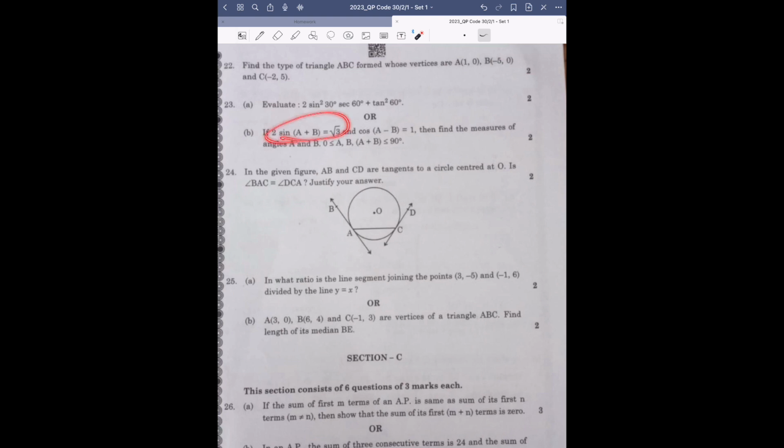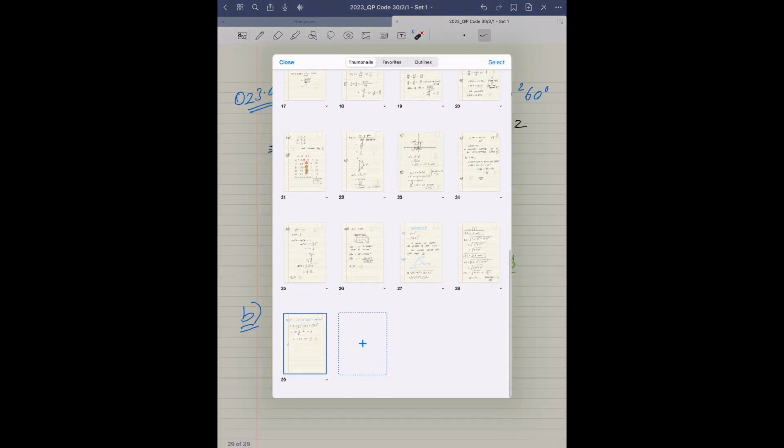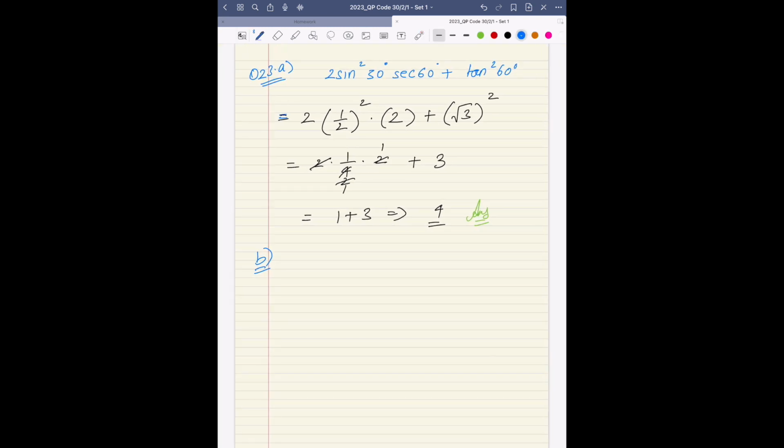If you see questions like this, sin A plus B, cos A minus B, all you need to do is form a simultaneous equation like this. So we have 2 sin A plus B is equal to root 3. Now, take this 2 on the other side. You will get sine A plus B is equal to root 3 by 2. Now, you cannot find the value of A and B until you get rid of your T ratios or trigonometrical terms.